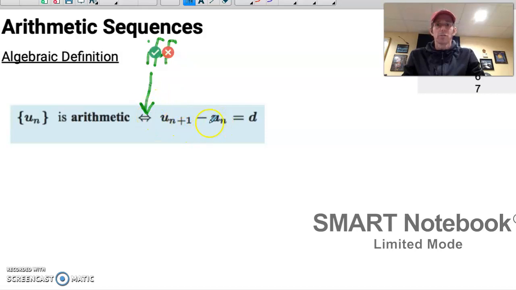The difference between two consecutive terms is the same, and the notation of n plus 1 and n indicate any two terms right next to each other. If the difference between every single paired term is the same, then it's arithmetic. I do want to point out that this one comes after.